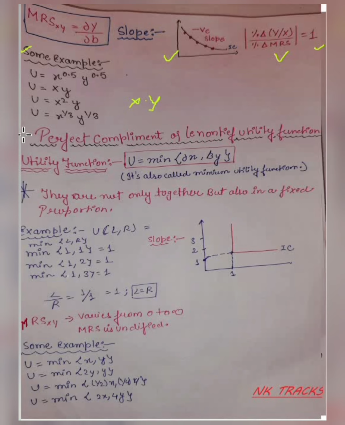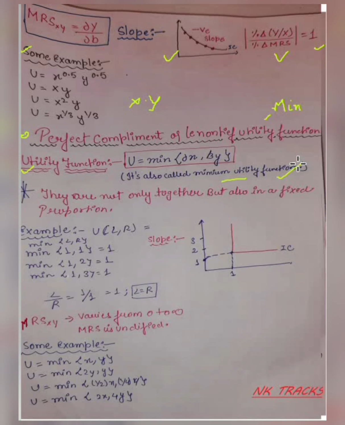Okay, so let's see our next utility function, that is the perfect complement or Leontief utility function. Always remember both are the same thing. In the examination, if you are asked about a Leontief utility function or a perfect complement utility function, it would always be represented in the form of min. If you are given a utility function with min, it would be a perfect complement or Leontief utility function. The utility function could be represented as u is equal to min of alpha x comma beta y, and it is also called a minimum utility function.